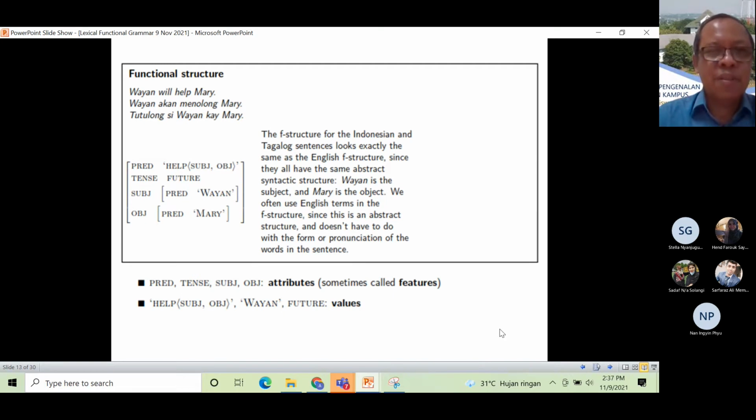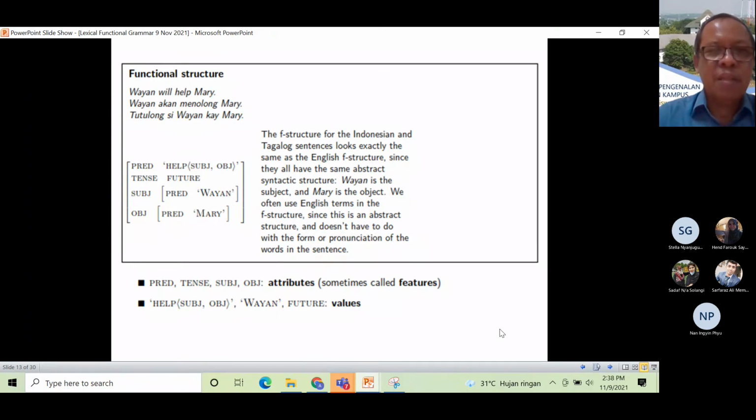Okay, this is another example of functional category. The F structure for Indonesian and Tagalog looks exactly the same as the English structure, since they always have the subject and the object, the same abstract syntax structure. This is the Tagalog. Wayan will help Mary, English. Wayan akan menolong Mary, Indonesian. Tulungan ni Wayan si Mary, Tagalog. The constituent structures are different. In Tagalog, we have the verb in the initial position. But when it comes to the functional structure, they are the same.